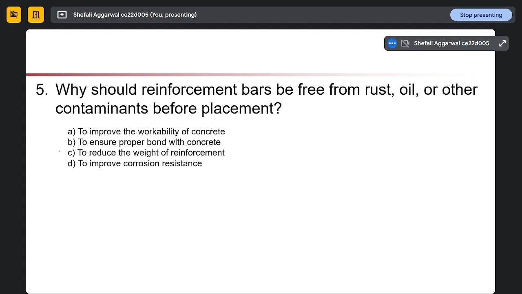So this is a little overview of week 5. If you guys have any doubt, you can ask me now. Otherwise, we will see a few questions on this week.